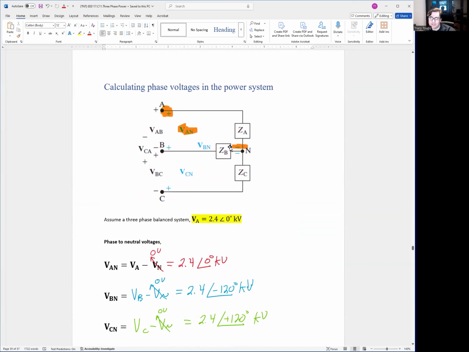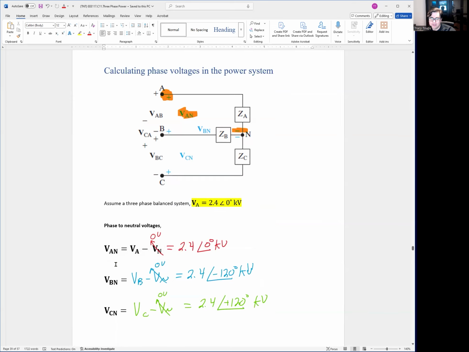So the phase voltages on the Y load, the voltage across ZA is A phase minus the neutral. So VAN is VA minus VN, well, let's figure it out. I'll say VA is 2.4 angle 0 degrees kV. So VAN is 2.4 angle 0 degrees minus VN, the neutral voltage, which happens to be 0 because they're balanced, it's the same number. So a lot of times the voltage for VA is the same as VAN, unless your neutral is different.